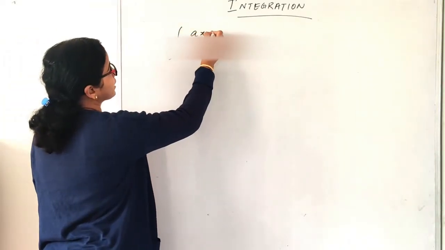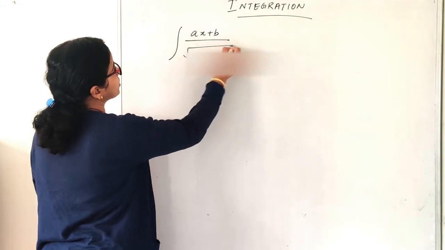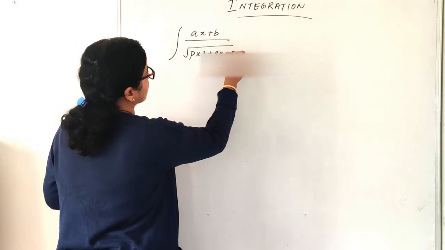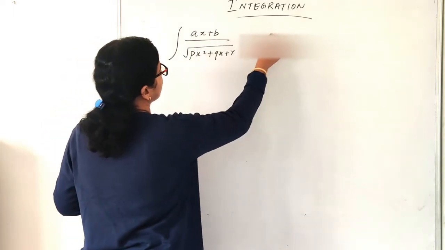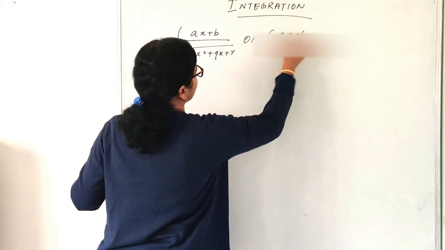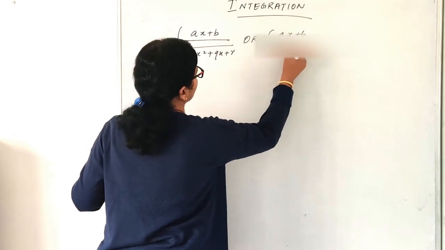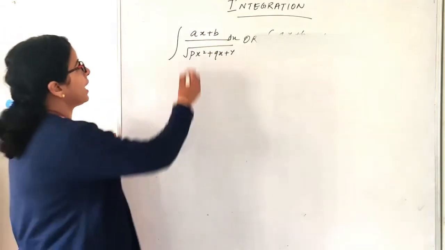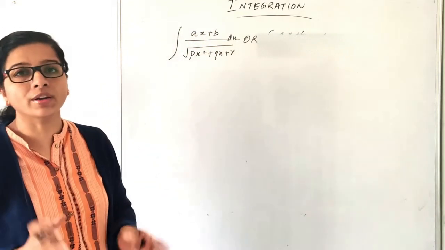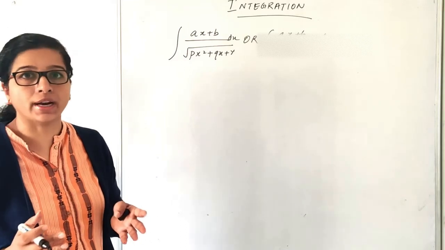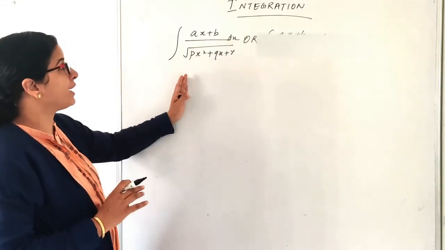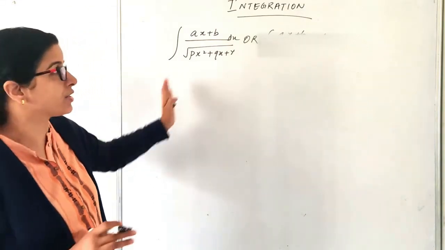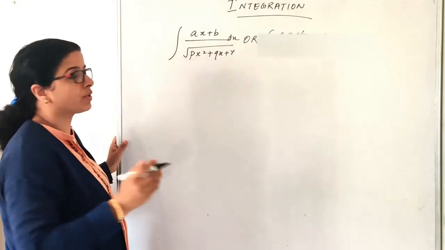If you have ax plus b upon under root px square plus qx plus r, or you have ax plus b upon px square plus qx plus r dx. Till now what we were doing, we had 1 in the numerator, or if we had something else, we were substituting it, right? But if we have a question of this kind where we cannot substitute, how are we going to solve it? Let us check it out through one example.